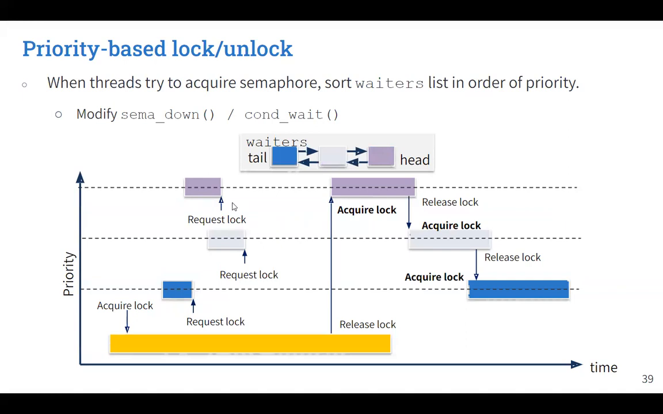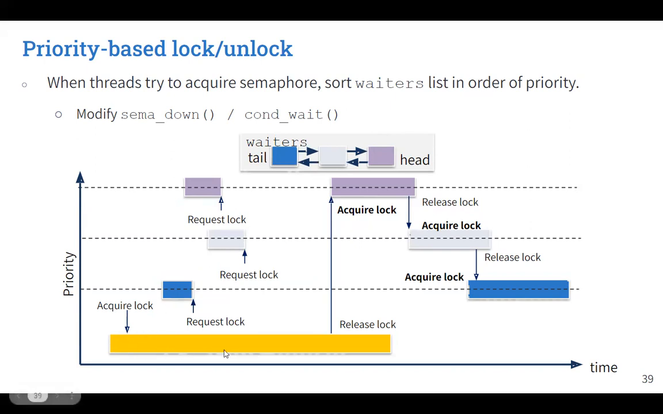So when threads try to acquire a semaphore, we want to sort the waiters list in order of priority. In order to do that, you should modify the functions sema_down and cond_wait. So the ideal behavior would be this.